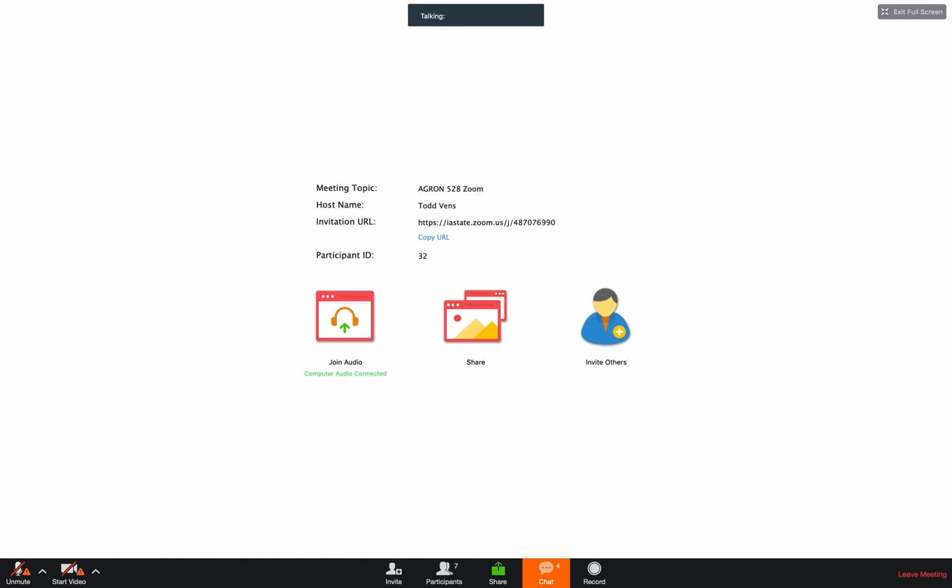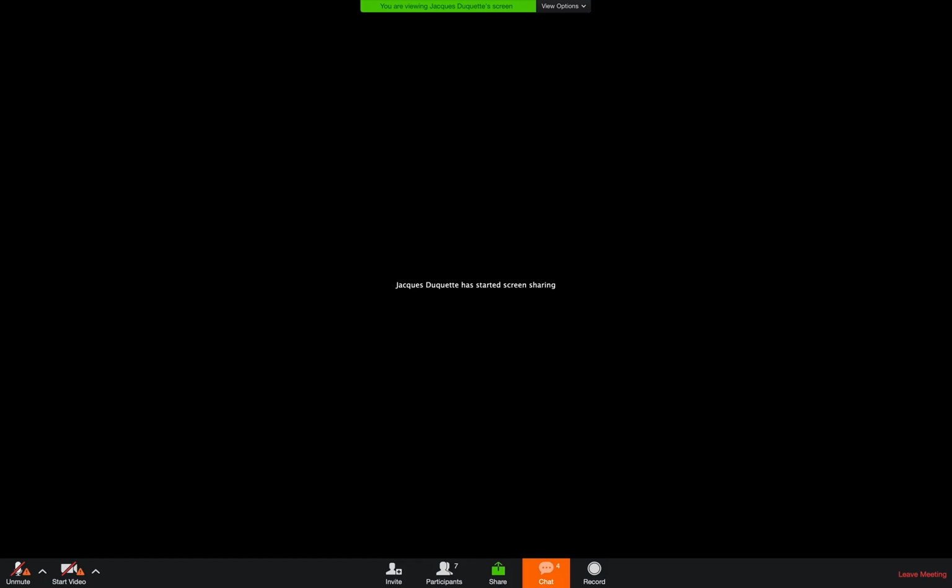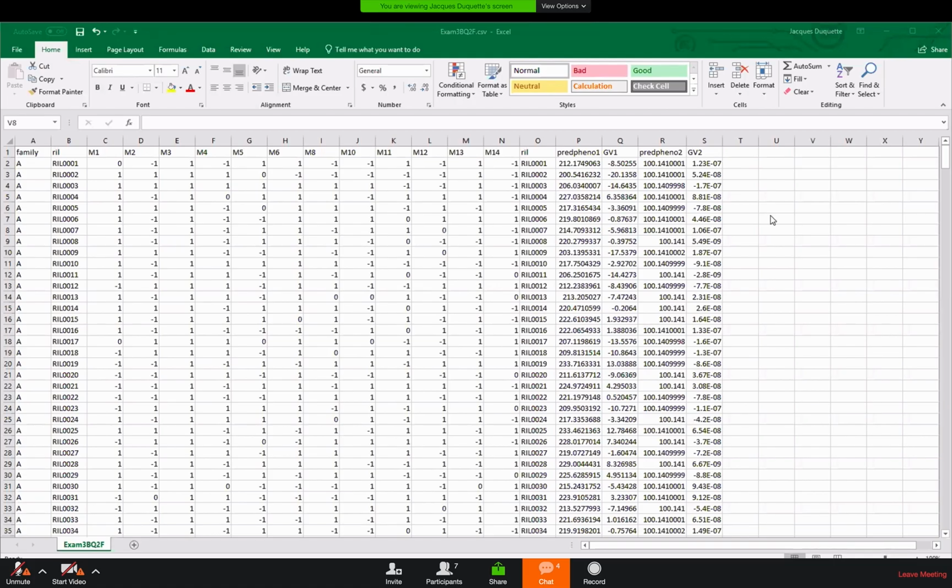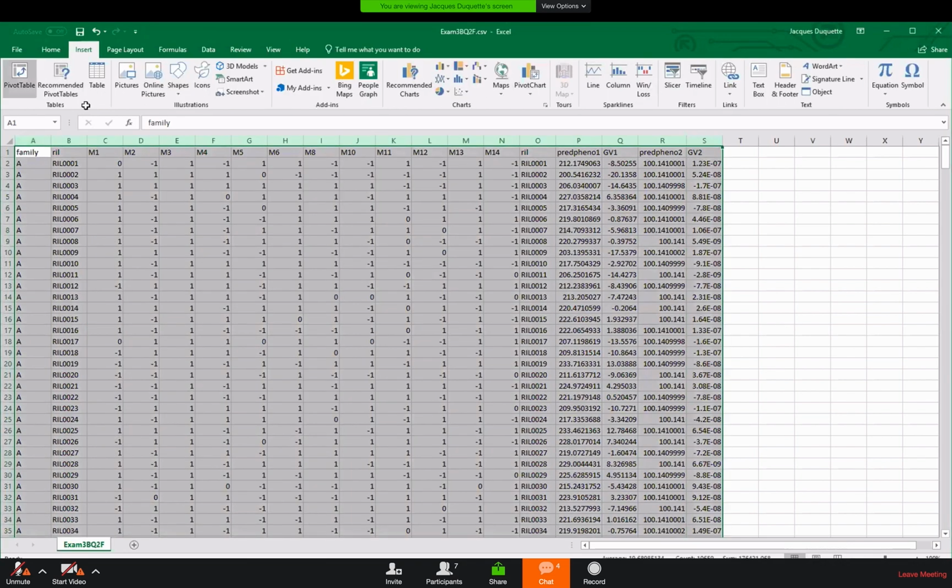Okay, so just take a quick look. This is what you guys have. Predicted phenotype, genotypic value for both of them, and that's all you're working with, right? Yeah, that's what I'm using. Okay, and then you just turn this into a big old pivot table.